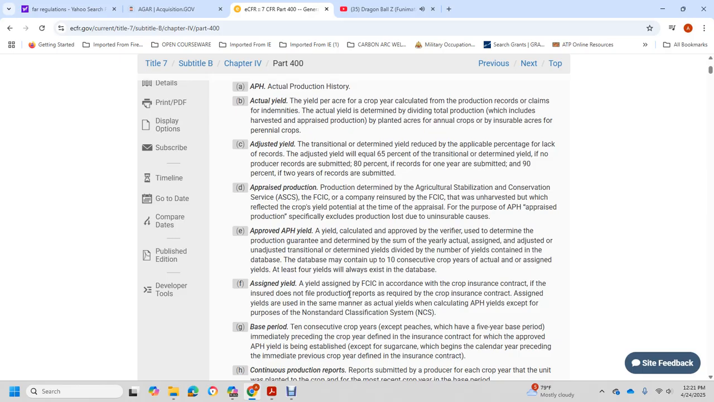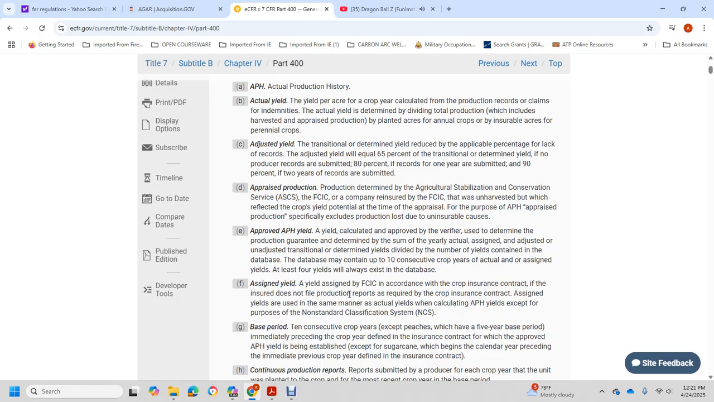Approved actual production history yield: calculated, verified and determined for the production guarantee, as the sum of the yearly actual, assigned, adjusted, unadjusted or transitional yields divided by the number of yields contained in the database. The database may contain up to 10 consecutive crop years of actual or assigned yields, and at least 4 years of yields will always exist in the database.